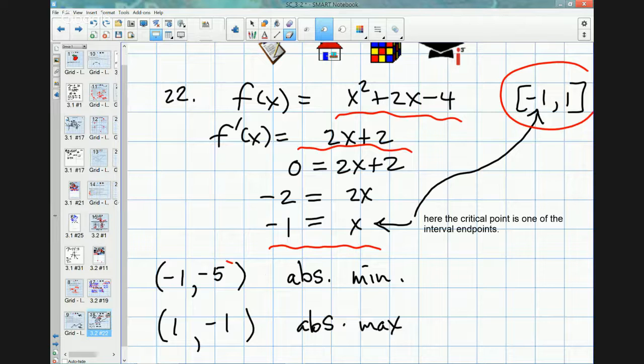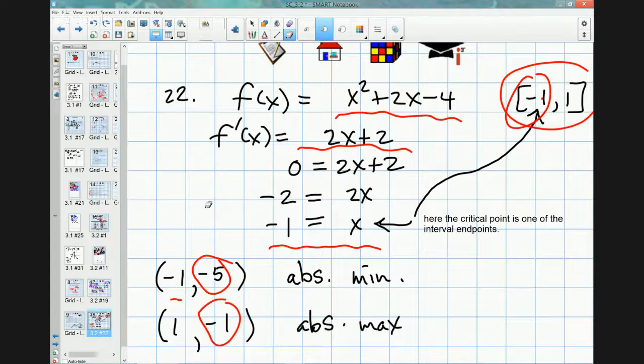So, and then we got to check it. So this one we've already done just by accident. And now we got to check the other endpoint, 1. What's the function at 1? -1. Okay. So what's the absolute lowest? -5. What's the absolute maximum? It's this point on the bottom.